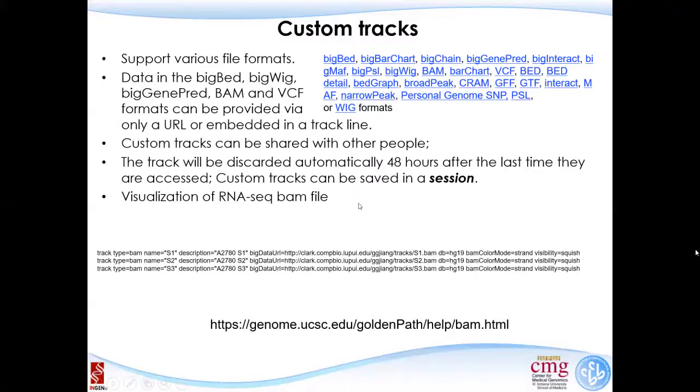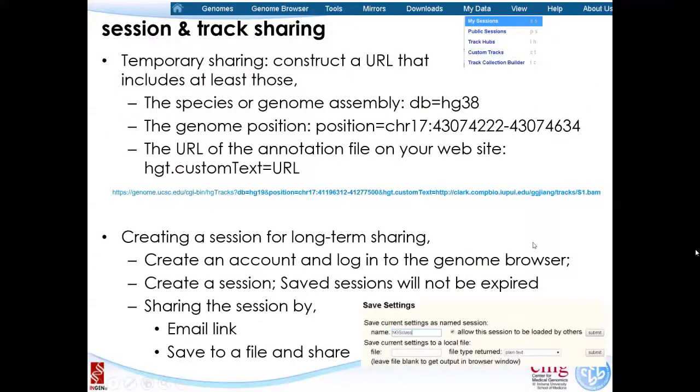You can also save the track in an individual file to share with people. Another way you can share with people is to provide a link to the UCSC browser plus information like database, position, and custom track. In this way, you can share the track directly without saving to a session or a view. As long as your BAM file is available on your server, accessible from the UCSC browser, you can always open the BAM file with a link. So this is how to create a long-term sharing session and share it with people. I already showed that.